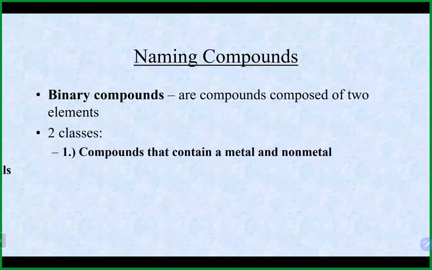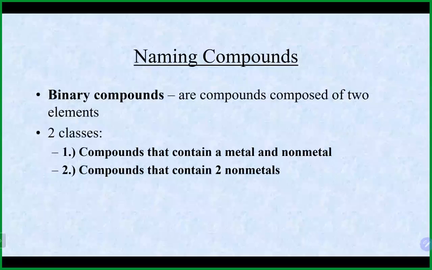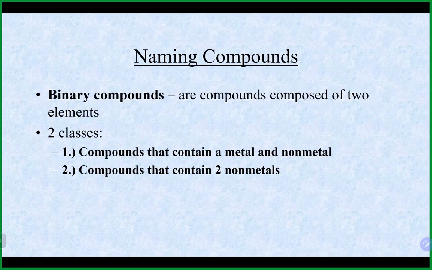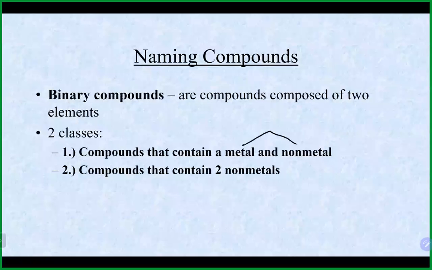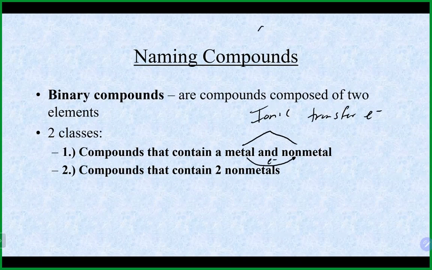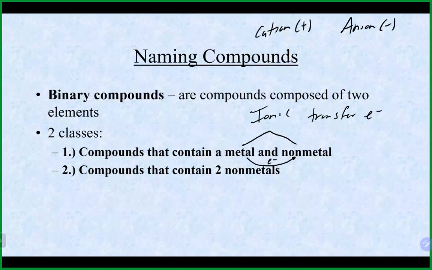Now, we will talk about 2 types of naming, and the 2 big categories of naming are ionic and covalent. And a reminder that ionic bonds are when we have a metal and a nonmetal, and we have a transfer of electrons, right? That is when our metal will transfer the electron over to our nonmetal, and that will create a cation that is positively charged. And it will create an anion that is negatively charged.